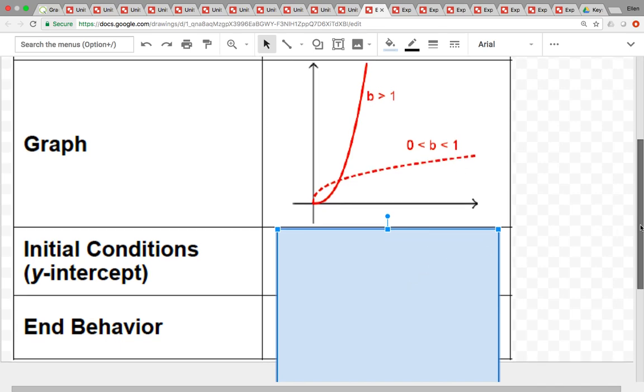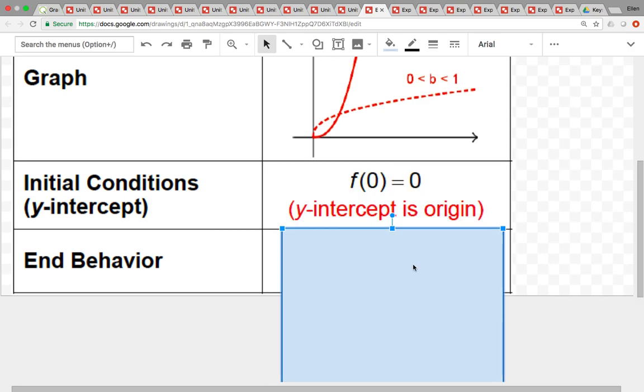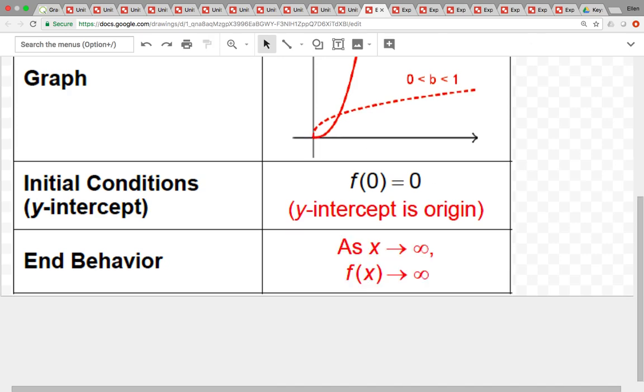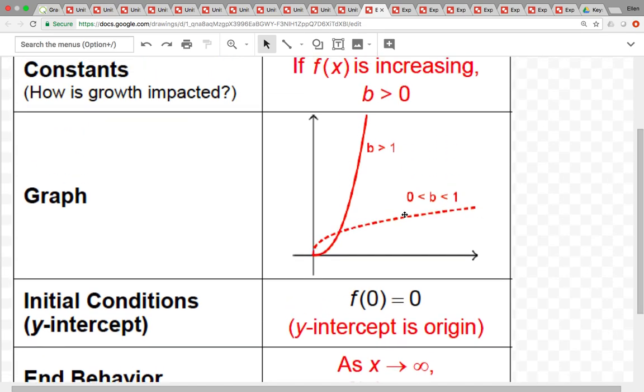Okay. The initial condition for your y-intercept is the origin. You're going to start at your origin for power functions. And then the end behavior: as x approaches positive infinity, your y is also going to approach positive infinity. So it's the right side and you're going to be going up.